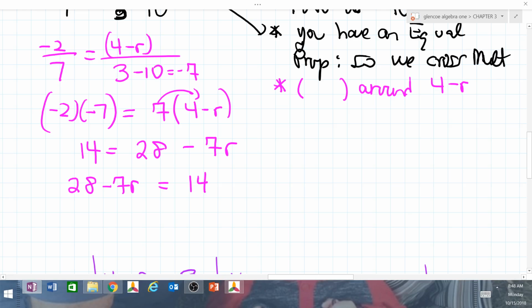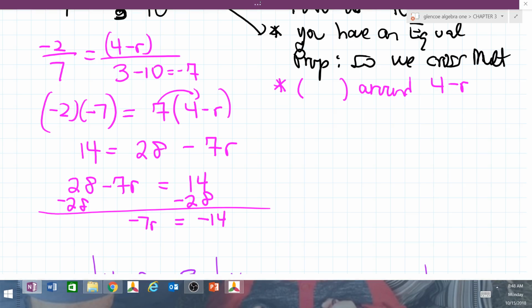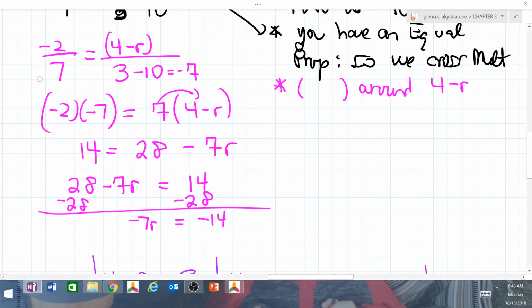And now we're ready to go ahead and do what? Subtract 28 from each side. And what do you get? Negative 7r equals negative 14. Y'all with me?